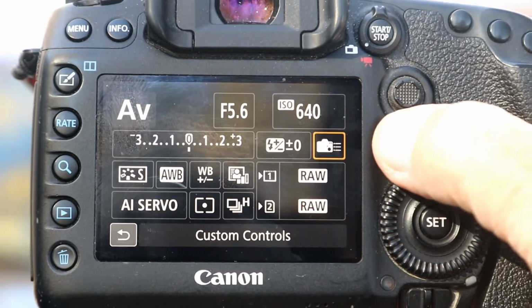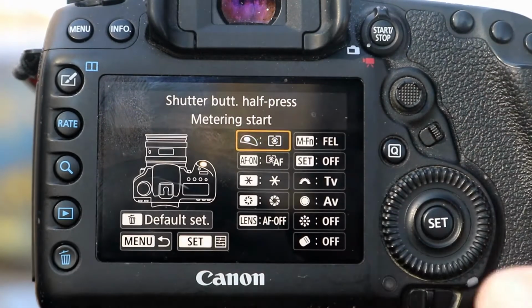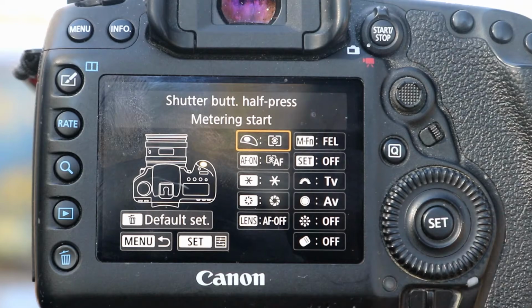I have my camera set up to, when I push the shutter halfway down, it meters. That means that every shot I take, the camera is metering for every shot. So if I'm taking a picture of a bird flying through a scene, it is metering for every shot that I take. And this is very important in wildlife photography.